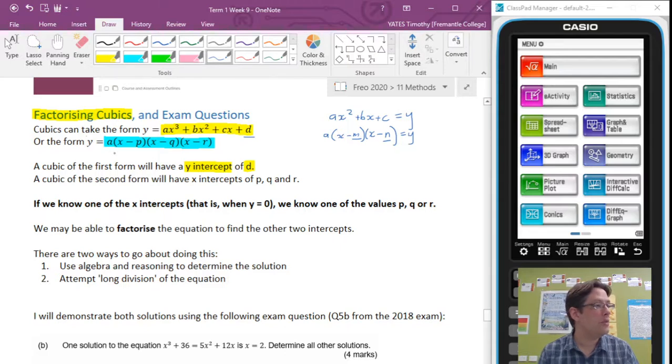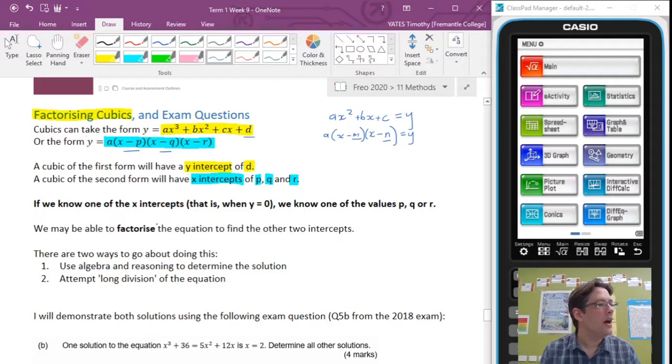Likewise, if we've got a cubic in the second form, we can find the x-intercepts, and the x-intercepts are going to be p, q, and r. Note that we've got a subtract for all of these. So if we happen to have x plus 3 inside one of these, the x-intercept will be at -3, not +3. So that's just something to be aware of when we go through these.